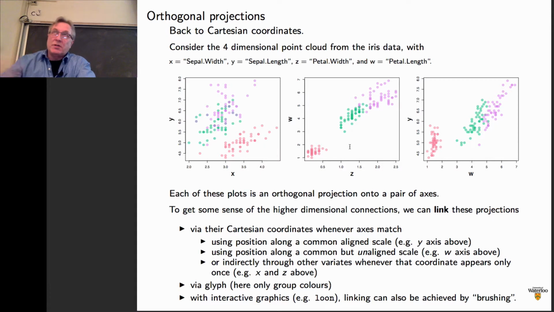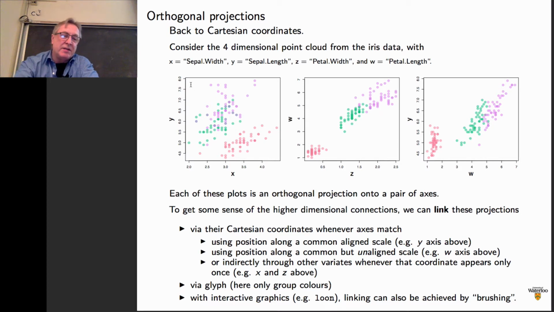So to get some sense of what's going on in a higher dimension, we have to think about how these three displays here, for example, are connected. There's an advantage in looking at these three in that at least the first one and the third one have a common aligned scale, that y-axis, the vertical axis. The middle one, not so much. The middle one's not y, it has a w on that vertical axis, so you're losing that. But these two, at least, become a little more comparable. You can kind of imagine where the points might be in 3 space.